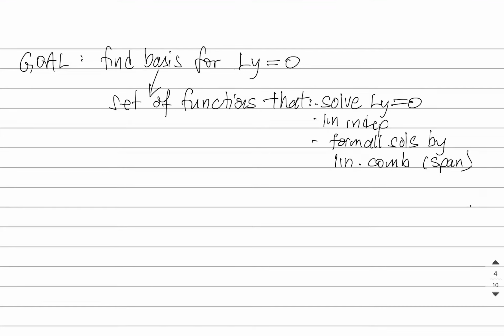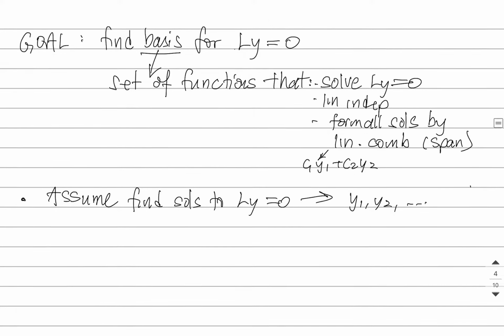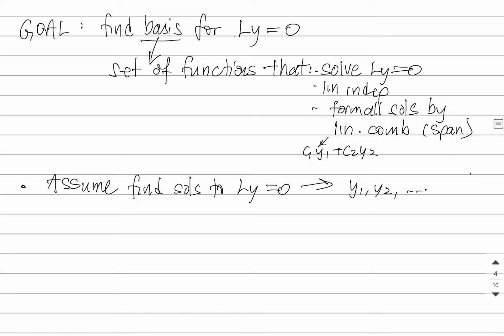Our goal is to find a basis for this second-order differential equation, which I've written as Ly = 0. To start, let's assume that we can find some solutions to Ly = 0, and let's say they're y1, y2. There could be more than 2, but we will stick with 2 for now.